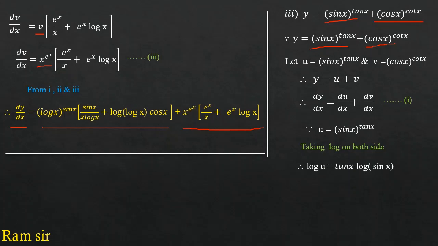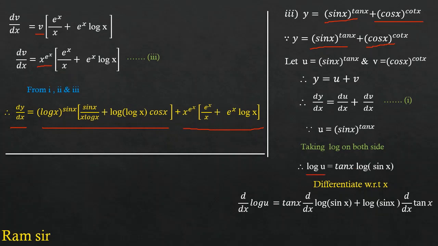This gives log u is equal to tan x multiply by log of sin x. I am highlighting multiply because it denotes that we have to apply the u into v formula when we take its derivative on the right side. So now we'll differentiate both sides with respect to x, writing the derivative operator with each term. So derivative of log u is equal to, applying the u into v formula, tan x copied, derivative of log of sin x written, plus log of sin x copied and derivative of tan x written. So now one by one we will take the derivative.